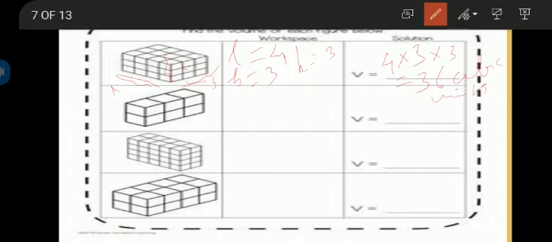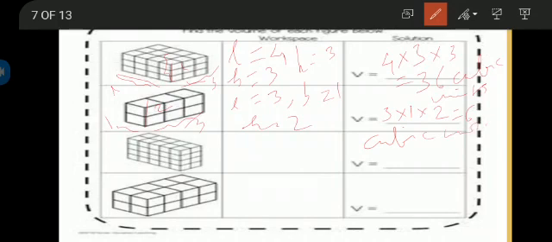Next figure you see, lengthwise 3 cubes are present, breadthwise 1 cube is present, and heightwise 2 cubes are present. So here length is 3, breadth is 1 and height is 2. So how do you find the volume? 3 into 1 into 2. That is 3 1s are 3, into 2 is 6 cubic units.